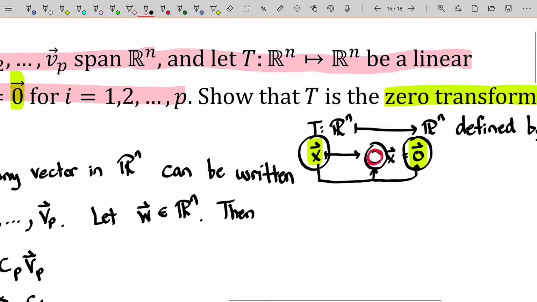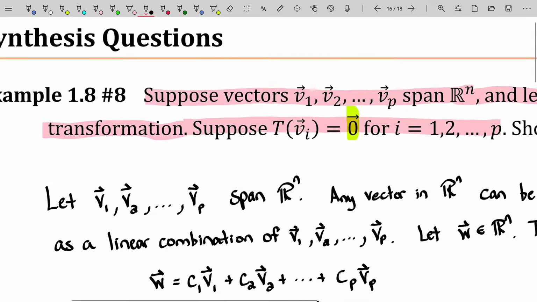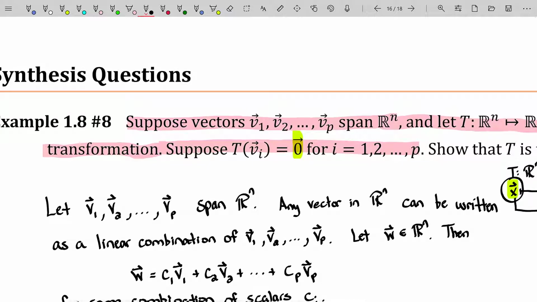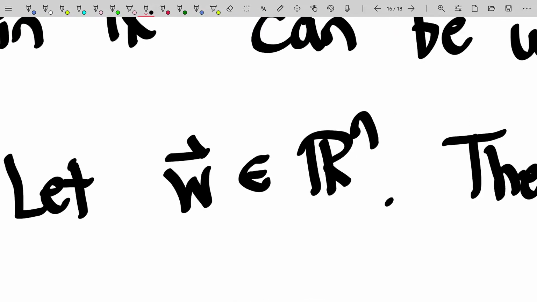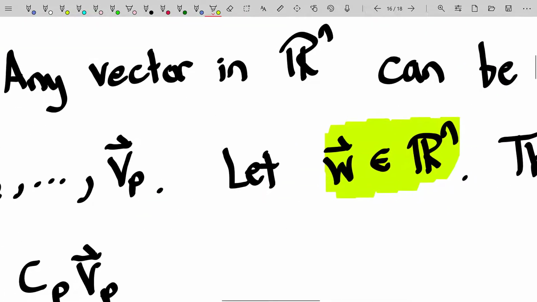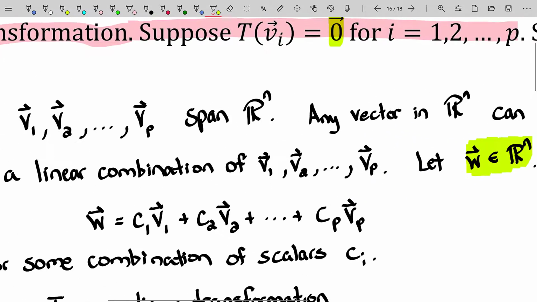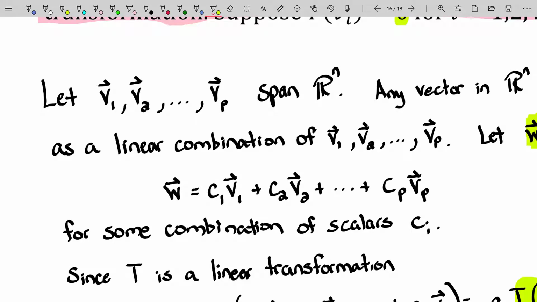Now, if you read through what we've said, I'll go through line by line here. We have a bunch of vectors that span Rn. That means any vector in Rn can be written as a linear combination of those vectors. Let's just arbitrarily take one vector from Rn. And this is the key right here. That's our arbitrary vector in Rn. That's the one that we will eventually say, since that's arbitrary, we want to show that it has to turn into the 0 vector. Well, that arbitrary vector in Rn, because v1 through vp span Rn, can be written as a linear combination of v1 through vp for some scalars ci.